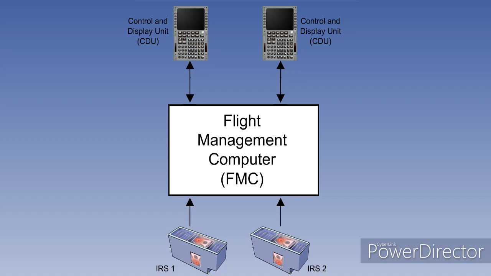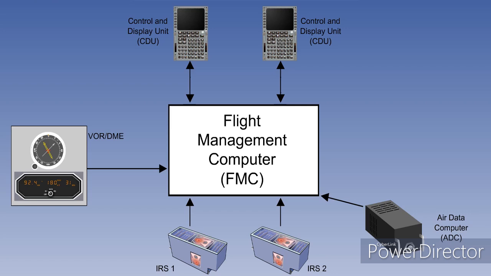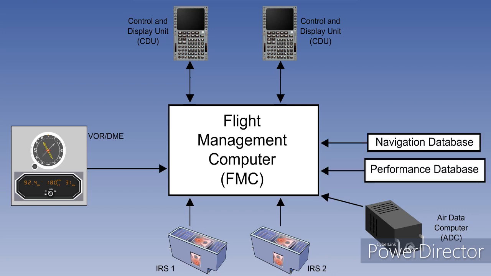2 or possibly 3 inertial reference systems to provide position, altitude, acceleration and velocity information to the flight management computer. An air data computer, or ADC, to give altitude and airspeed information. There are radio navigation inputs, navigation and performance databases in order to provide route, navigation aids and basic aircraft data, and engine and fuel data.